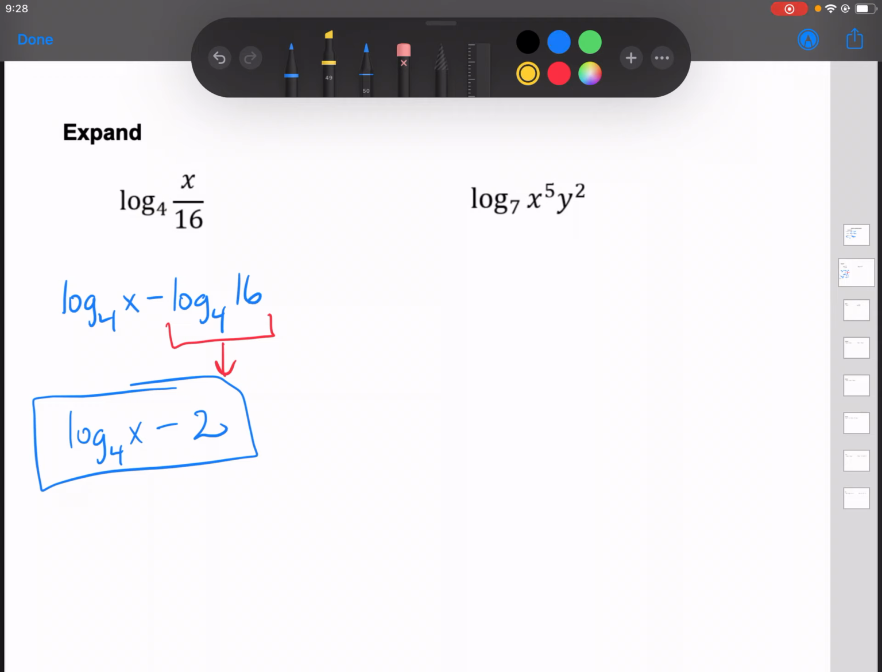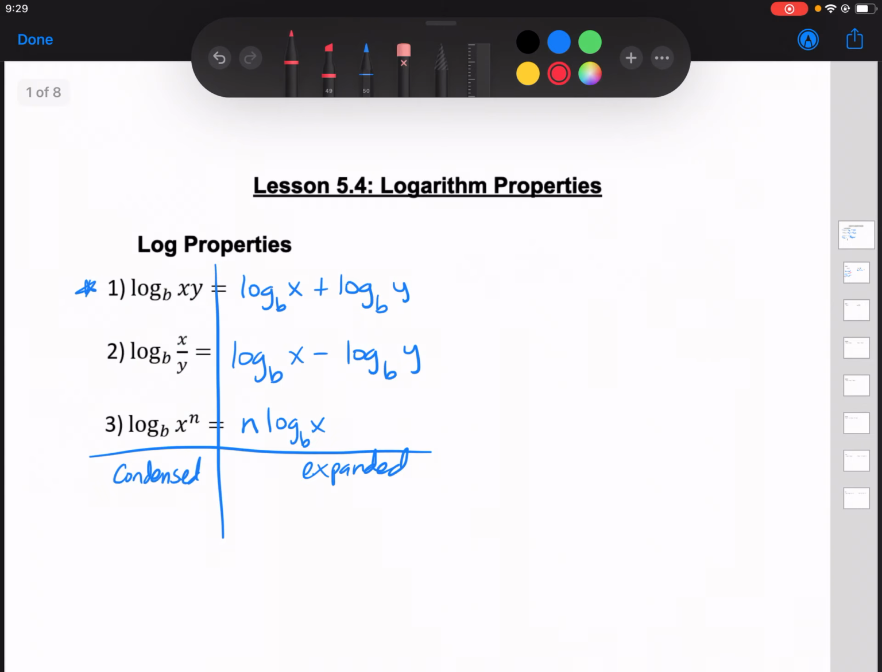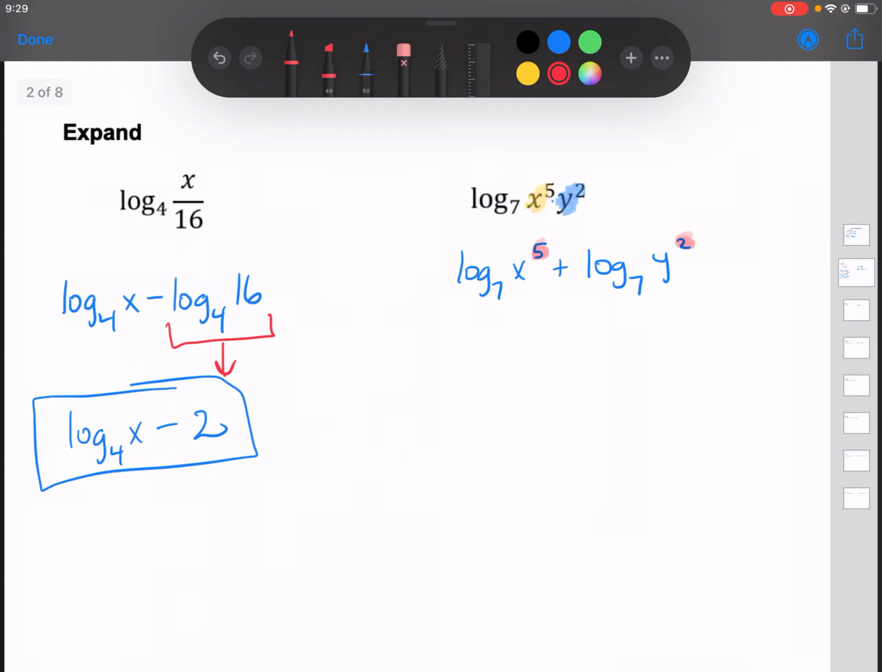Let's do another expansion, because they'll get a little more complicated than that. For this one, we've got essentially 2 different variables. So we're going to have 2 logs. We've got log base 7 of x to the 5th. And then since there's multiplication between, we're going to add these. So plus log base 7 of y to the 2nd power. And then those exponents in front, the last part of the expansion, if you recall step 3 right here, is exponents move to the front. So we'll do the same thing here. We'll move exponents to the front.